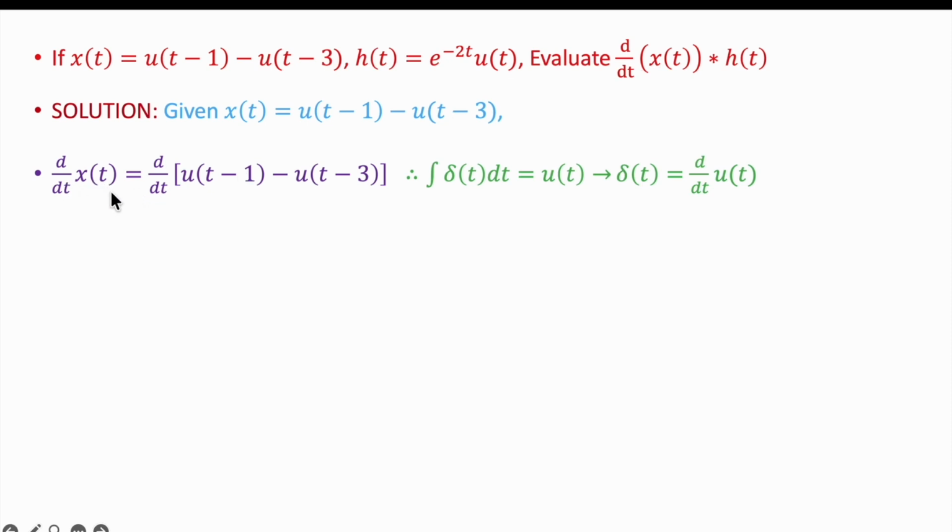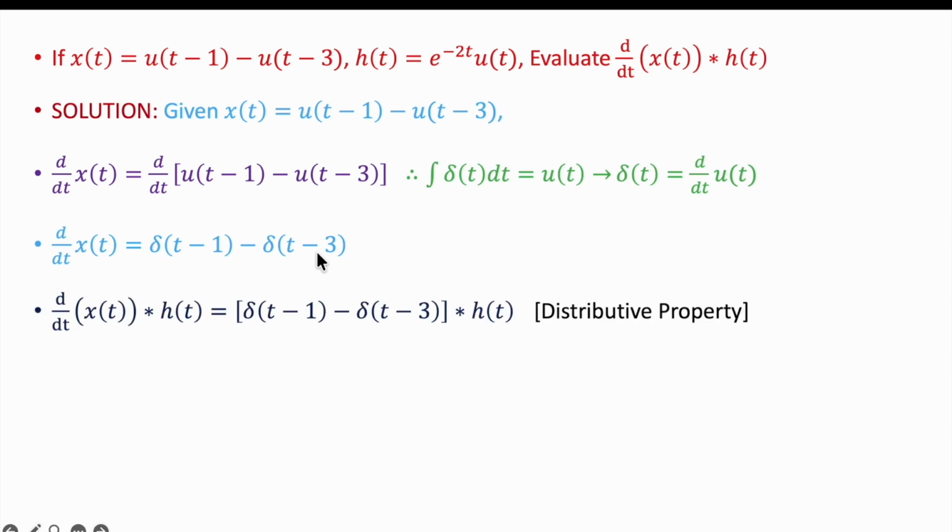So the derivative of x(t) is equal to d/dt of u(t-1) minus u(t-3). We know that the integral of the impulse is equal to unit step, so that is why the derivative of unit step will be equal to the impulse. We can use this property in this equation. So the derivative of u(t-1) will be equal to delta(t-1) and the derivative of u(t-3) will be equal to delta(t-3).